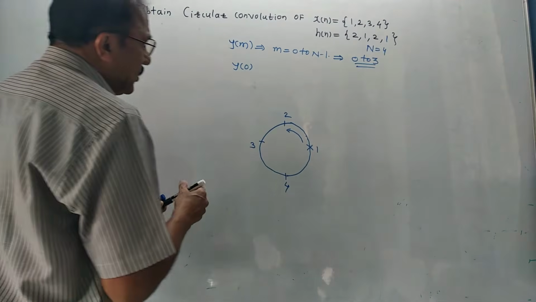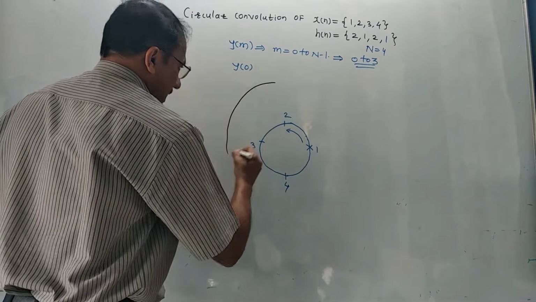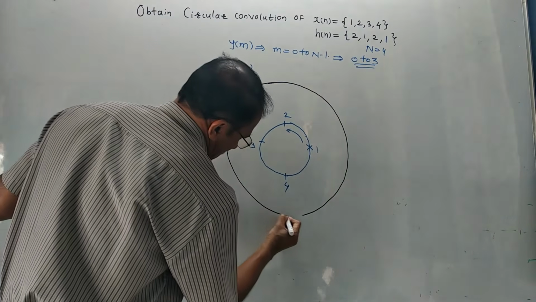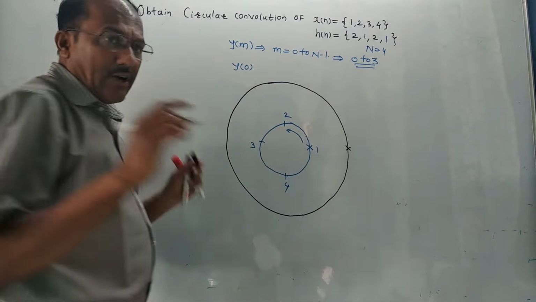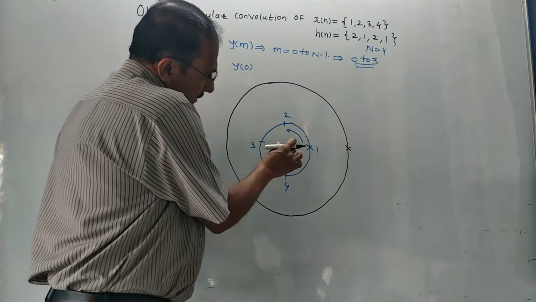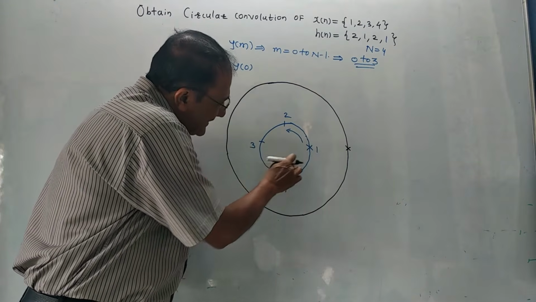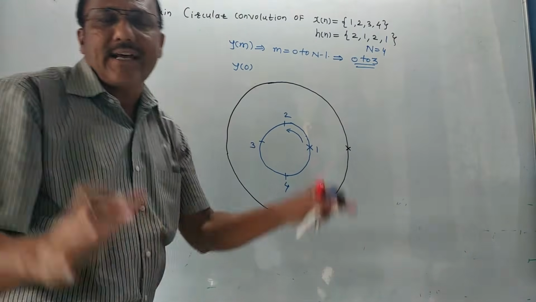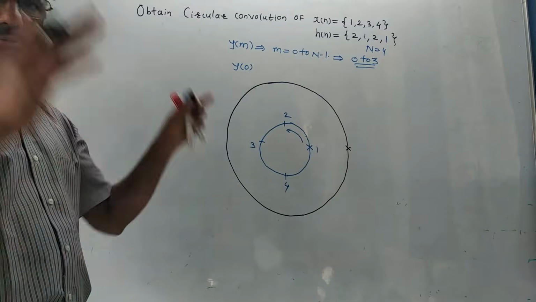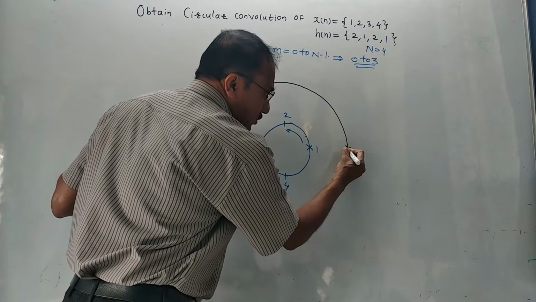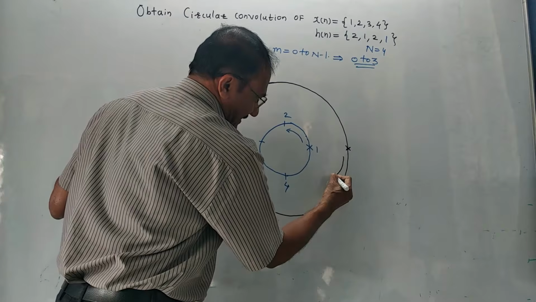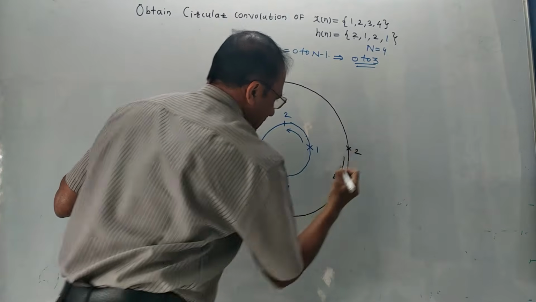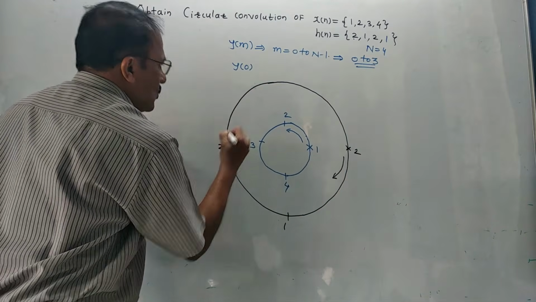Outside this, I need to draw the circle of h. So I will draw one more circle outside this. Take this as a starting point. Now listen carefully. For the circle of x of n, I have plotted the samples in anti-clockwise direction, whereas in the first step, for h of n, plot the samples in clockwise direction. By default, this will be the starting point. So clockwise means along this direction. So the sequence of h of n is 2, 1, 2, 1. So this is the starting point: 2, 1, 2, 1.